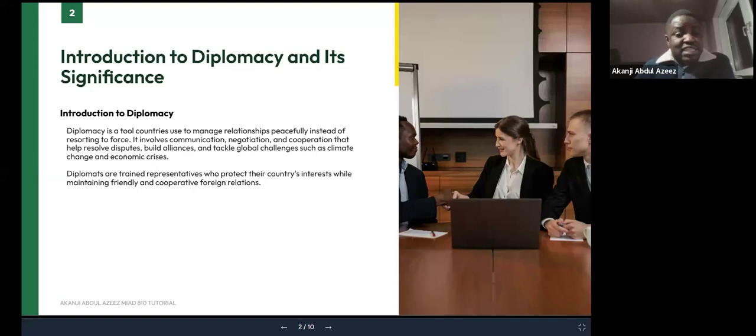Diplomacy is carried out by trained representatives of a country, which are known as diplomats. These diplomats work in embassies, consulates, and international organizations. So when you say a diplomat, you can work either in an embassy, in a consulate, or an international organization.